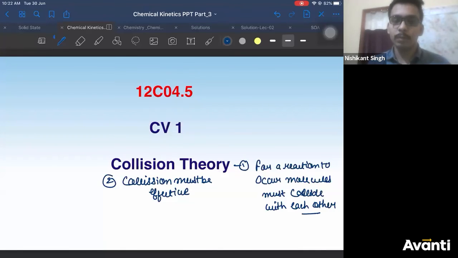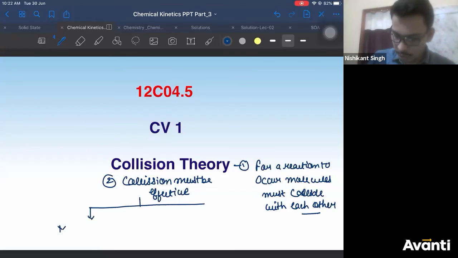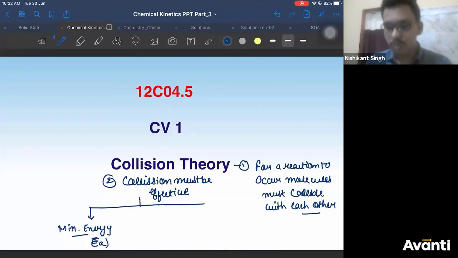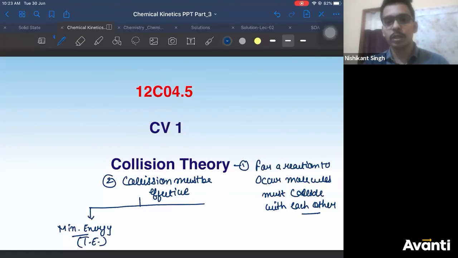Now, what do you mean by effective collision? There are two things we mean by effective collision. One, not all molecules which collide with each other will give you product. They should have some minimum energy, and that minimum energy is known as what? Activation energy. So the molecules which are able to cross the threshold energy will only give you the product. Actually, it should be threshold energy. They should have a minimum energy of threshold energy. So the molecules having energy greater than threshold energy can only give you the product. What is the second criteria?